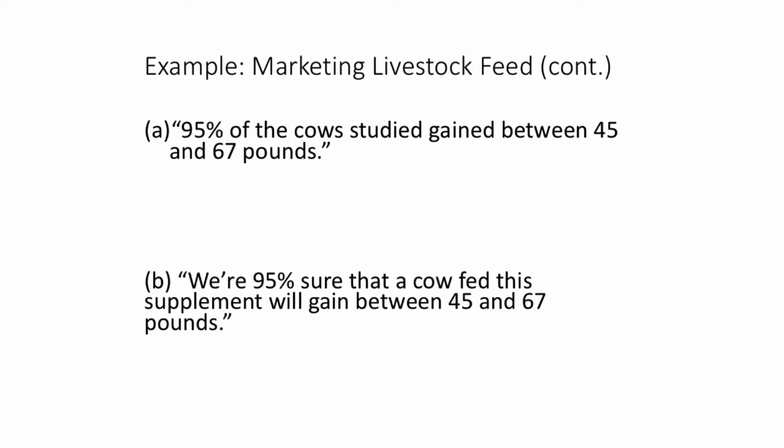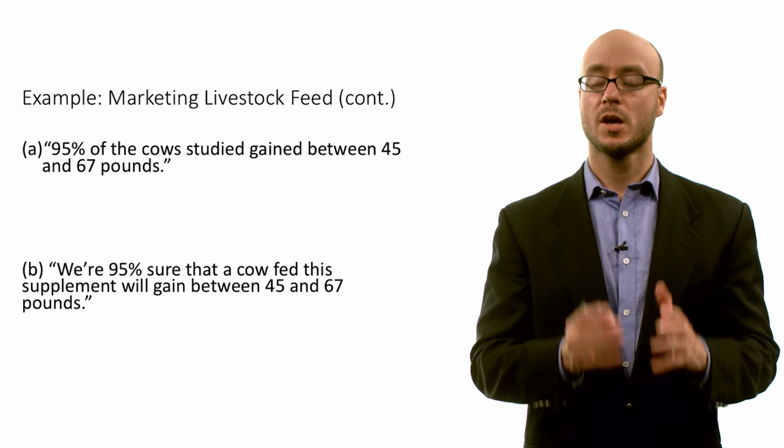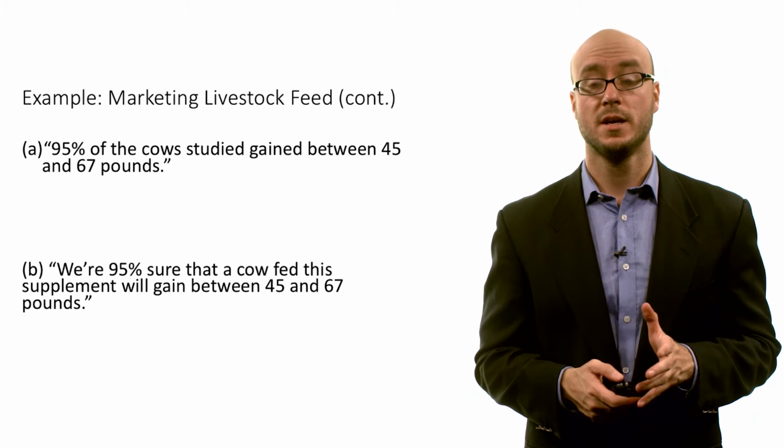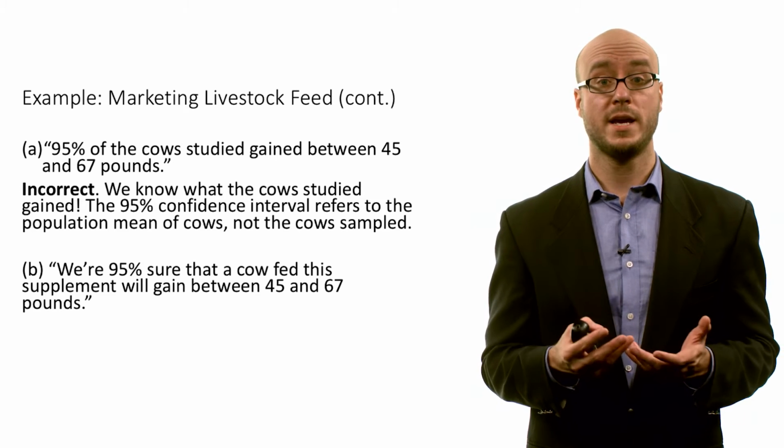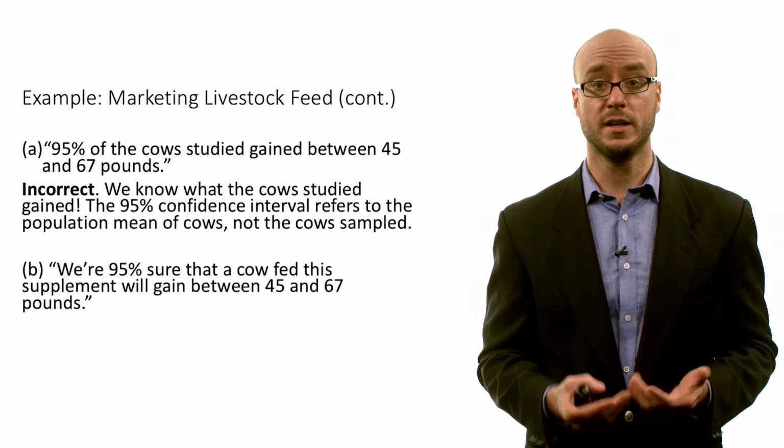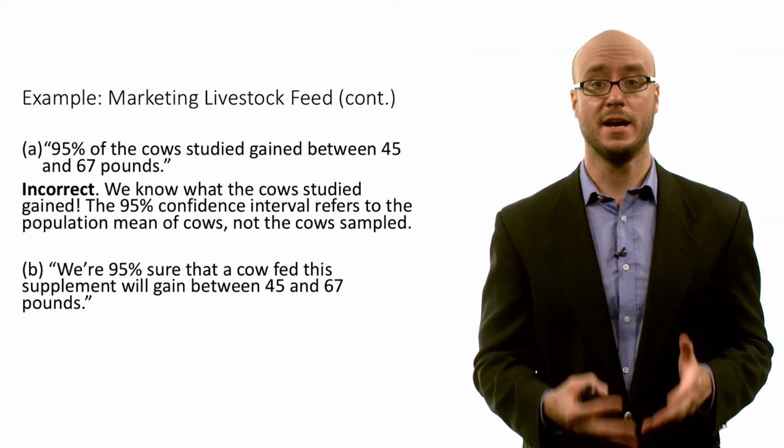So you might say, well, when we take our point estimate plus or minus the margin of error, we get this value of 45 to 67. So they might say, well, 95% of the cows studied gained between 45 and 67 pounds. Is there something wrong with this? Well, in fact, there is, because we know the weight gain of those cows who were studied. We have these 77 cows in our sample. We could just look at the data and we know what the cows gained in this study.